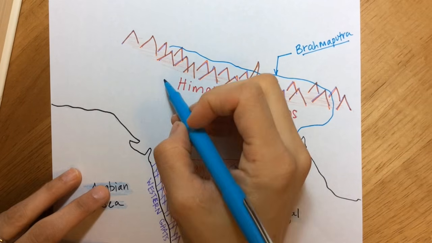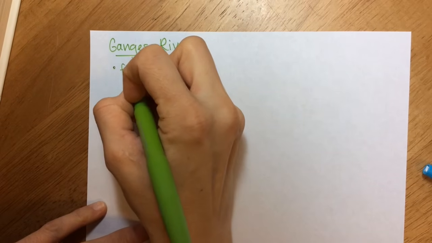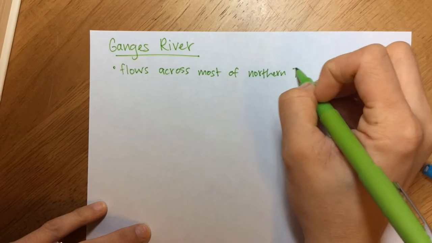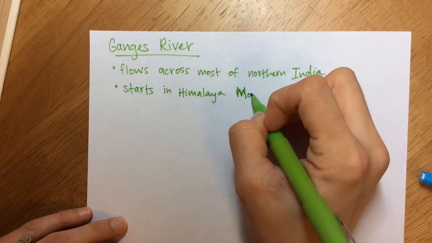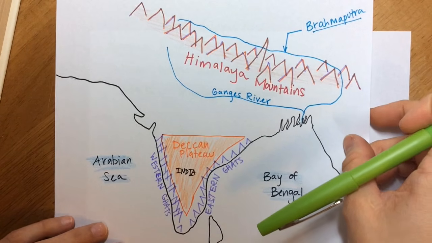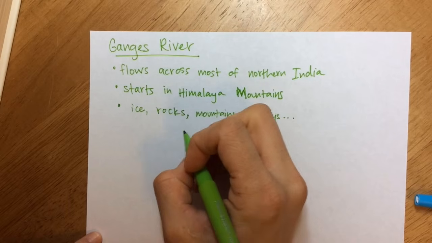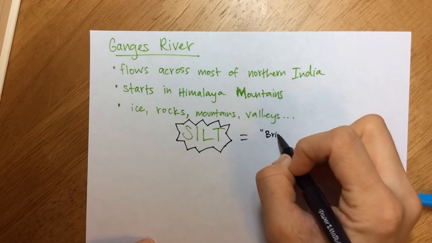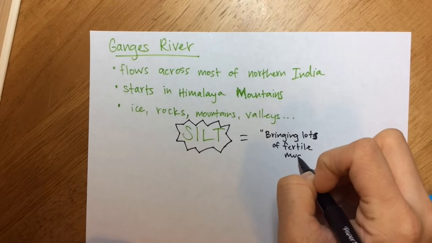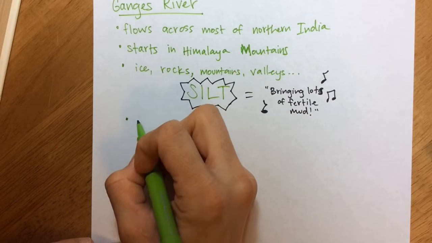Next, we'll look at the Ganges River. The Ganges River flows across most of northern India, starting in the Himalayan mountains. The river makes its way south through ice, rocks, and valleys carrying silt. Hey, we know what that is! It brings lots of fertile mud! Yes, we do. Anyway, it carries the silt from the Himalayas to the northern plains, leaving rich sediment behind.